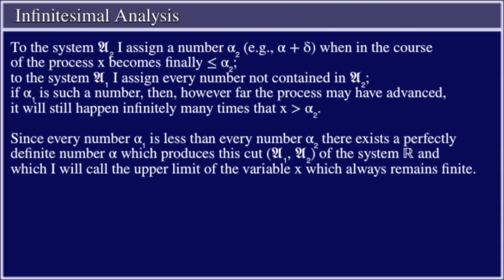Since every number alpha sub 1 is less than every number alpha sub 2, there exists a perfectly definite number alpha which produces this cut, alpha 1, alpha 2, of the system R, which I will call the upper limit of the variable x, which always remains finite.